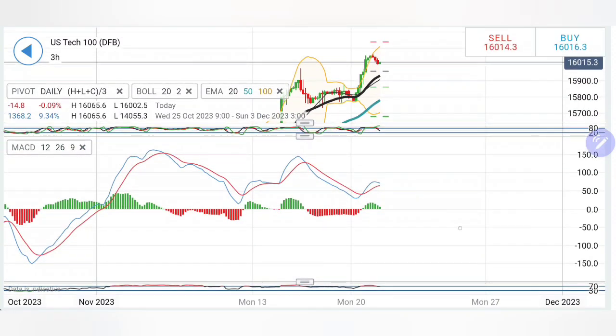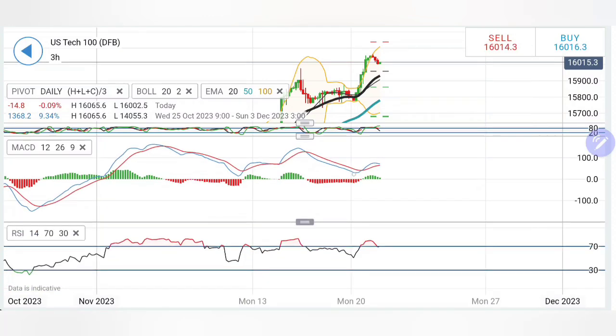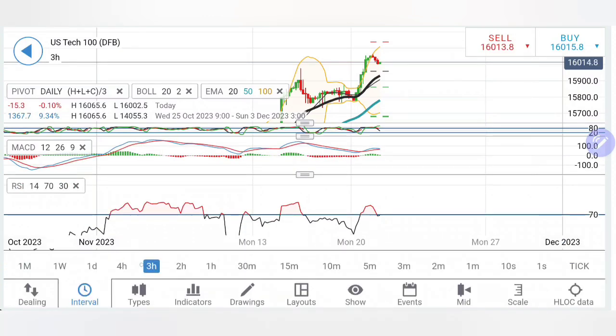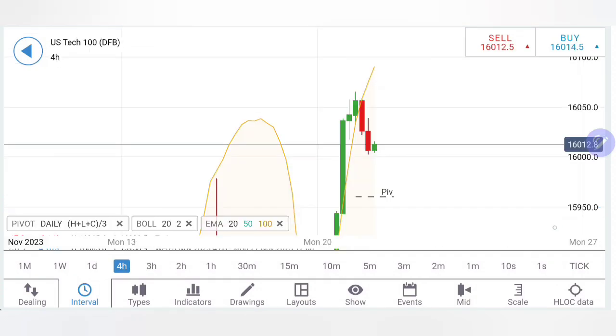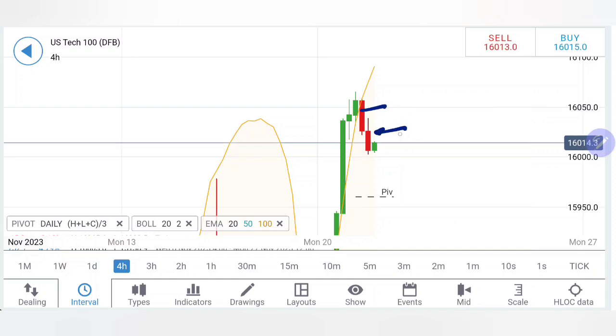Stochastic dropped from the overbought levels. MACD is in green. It is trying to converge, crossover. It is still bullish. It is not yet crossed over. RSI overbought. Coming to the 4-hour. First, look at the 4-hour chart. A flat top and a bearish candle. Second candle with a smaller wick and a flat body on the downside. And see, these two candles have a diminishing body size. The body size is diminishing. Thus, this could be a possible reversal here. This could bring the bullishness.